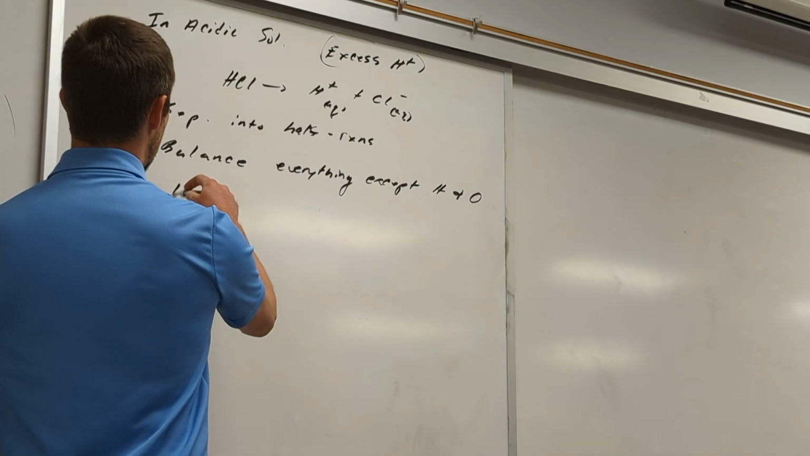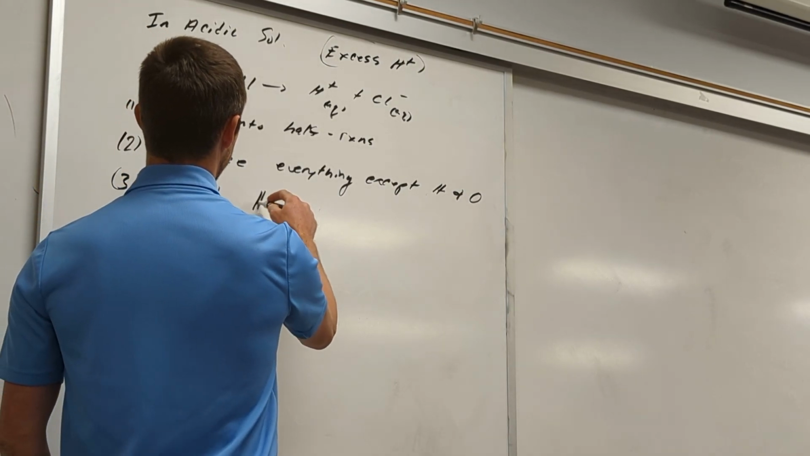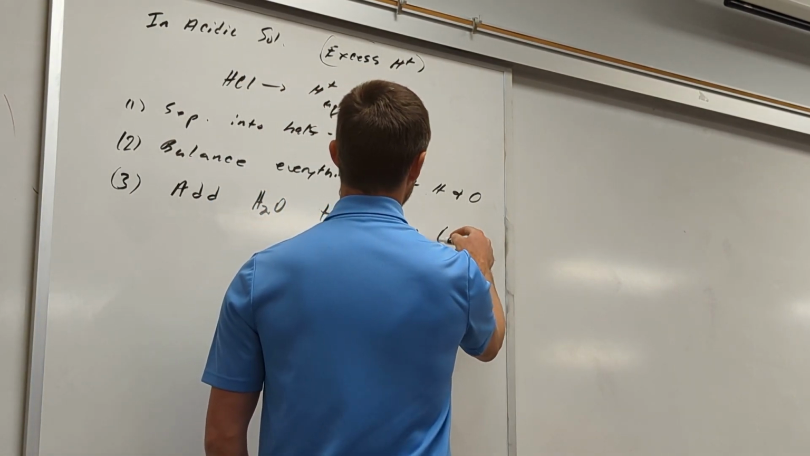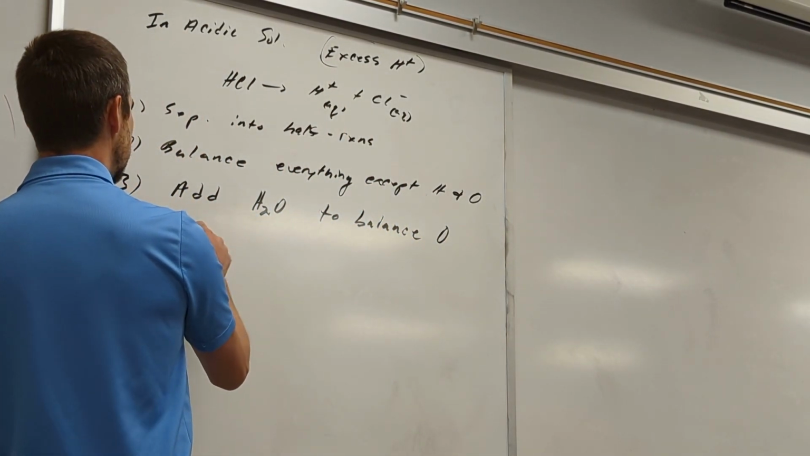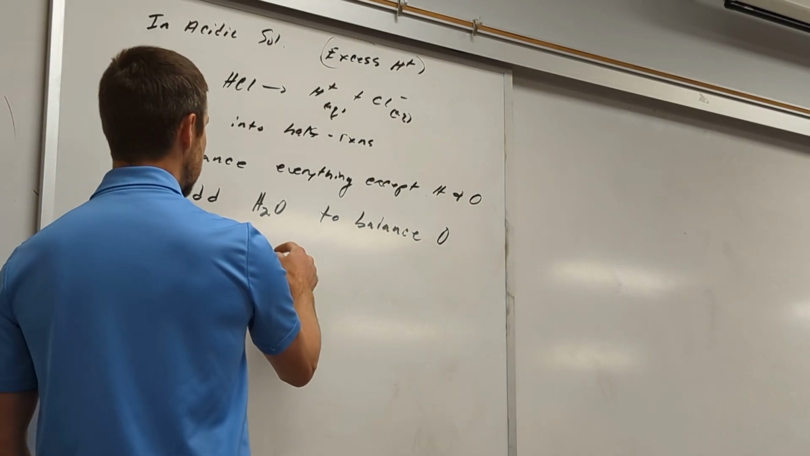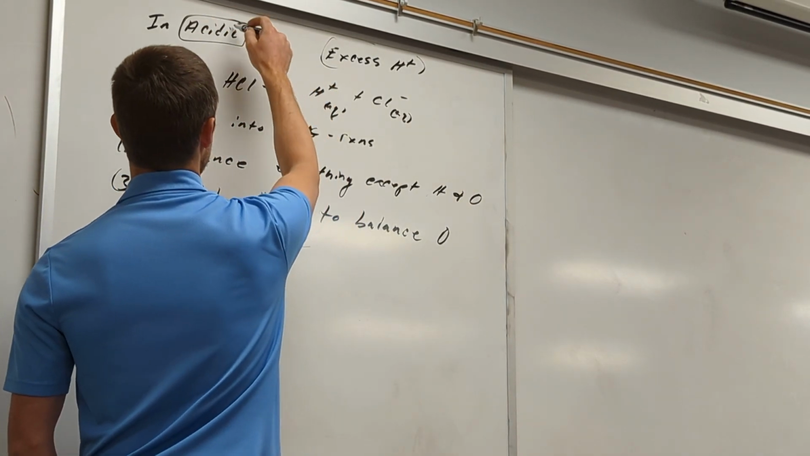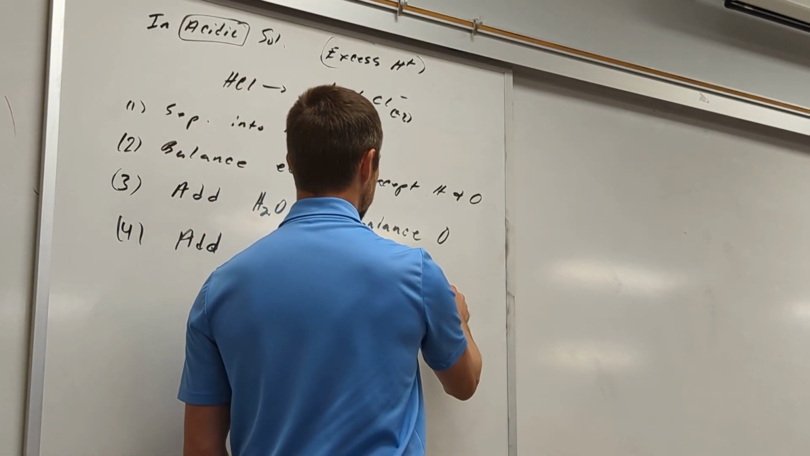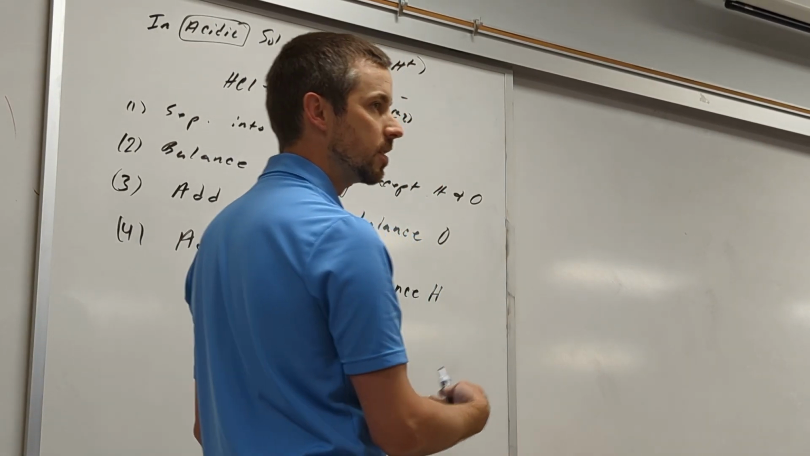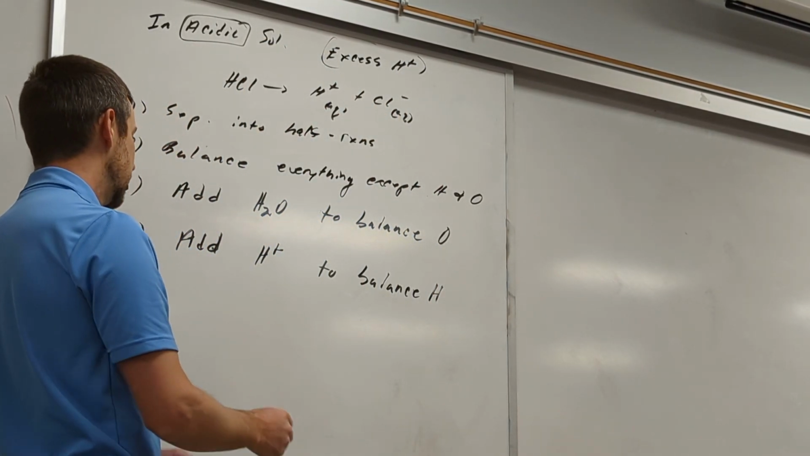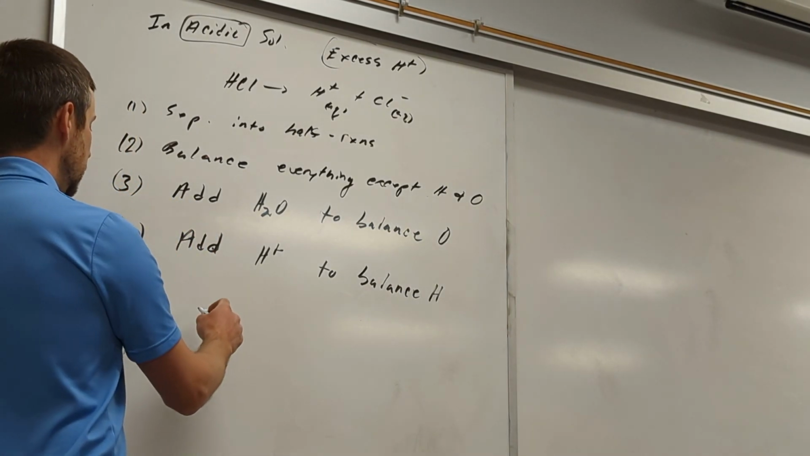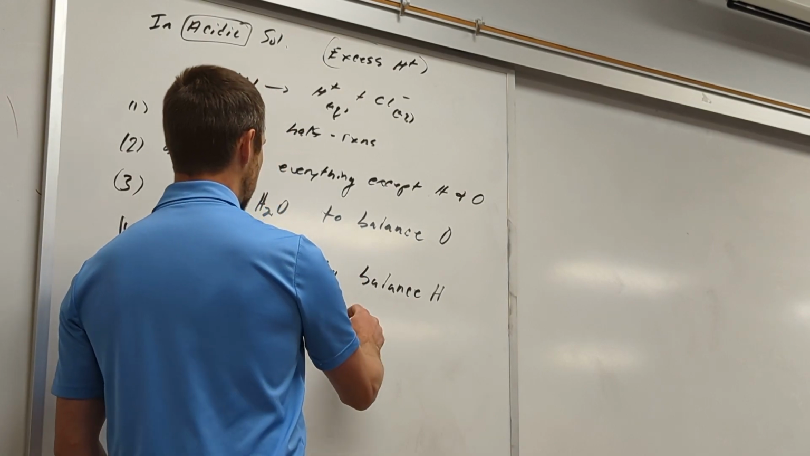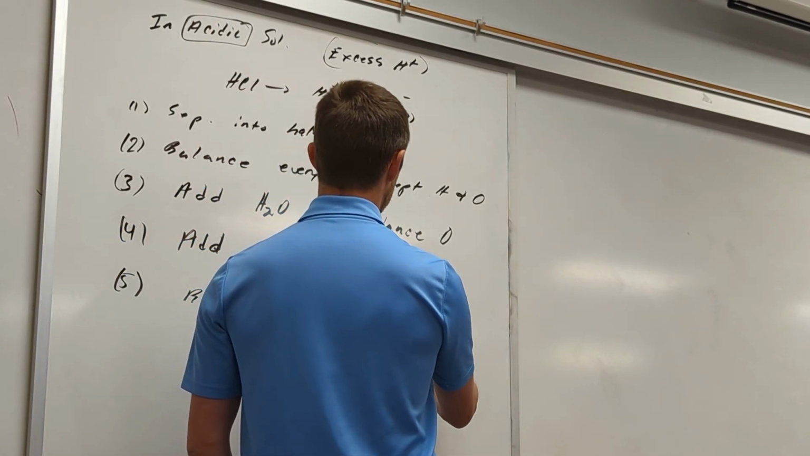Once you do that, we're going to add water to balance the oxygen. And then after that, we add hydrogen ion. So this is the acidic solution part, to balance the hydrogen. Now, starting at this point, we can kind of play a little bit, but not too much in terms of what we do. We're going to balance the charge by adding electrons.